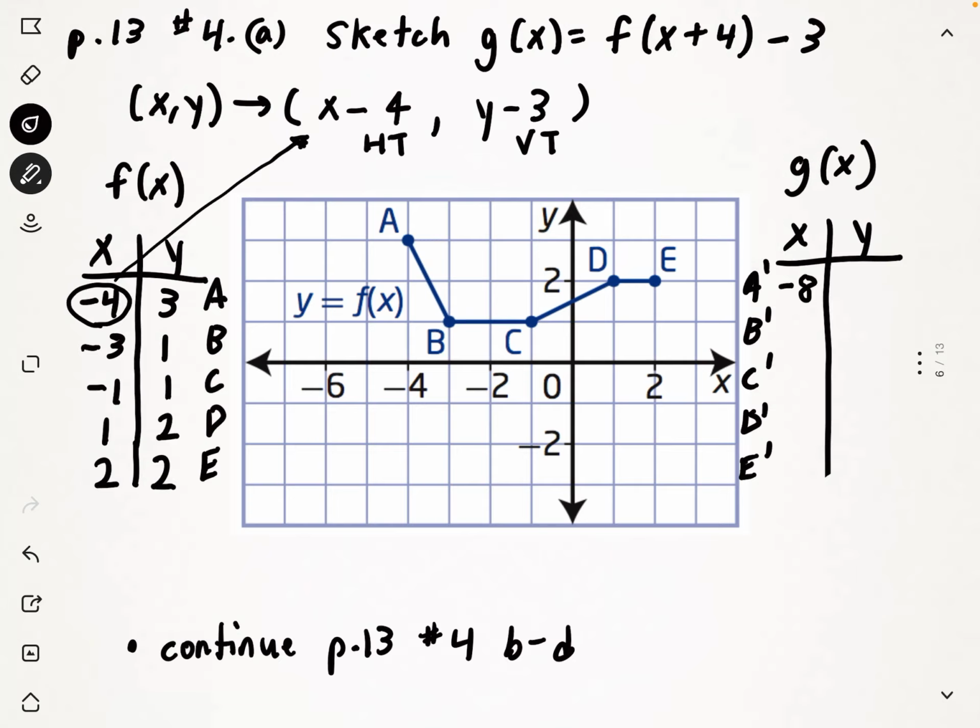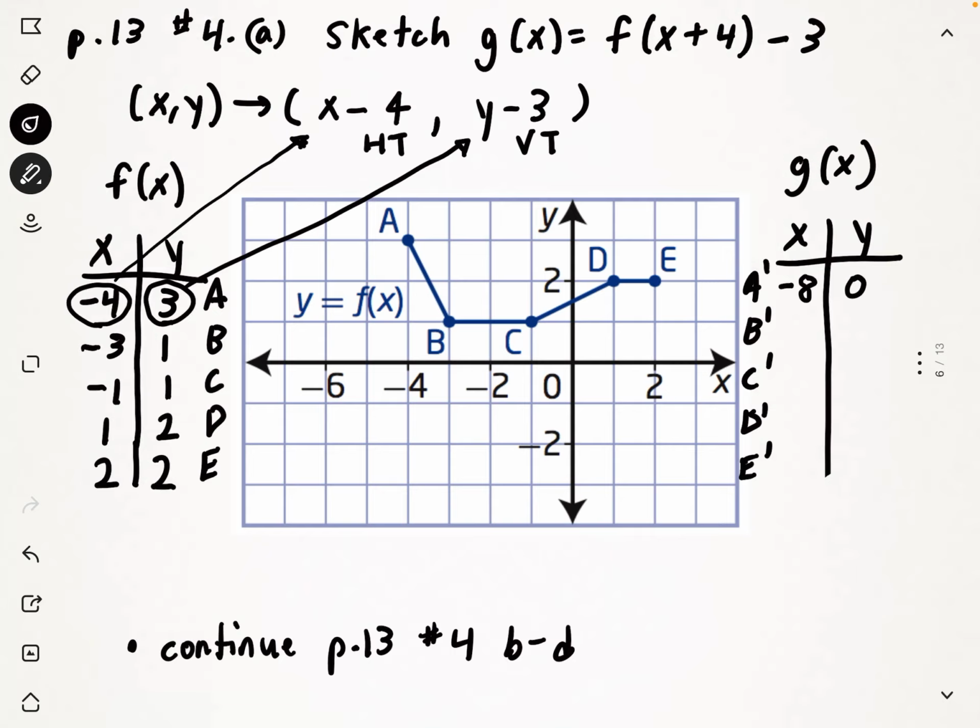And then similarly, I take my y value for my first point A, which is a 3, and I put that in for y into my mapping notation. I go 3 in for y, minus 3, which is a 0, and I've created my new point for A prime. My new corresponding point A on my new function g, which is a transformation of the function f. Then I can continue doing that for the rest of the 4 points that I have.